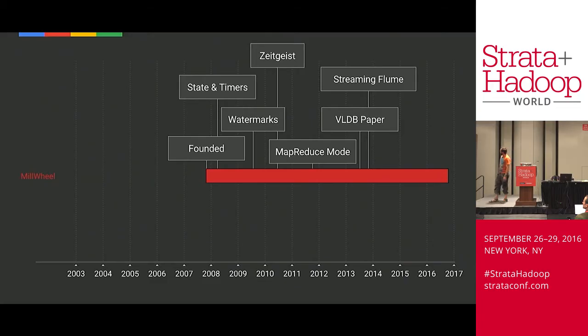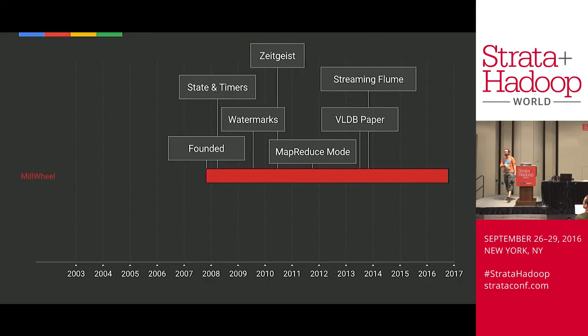Timeline-wise, founded 2007, put on there like when state and timers and watermarks showed up. Zeitgeist, I just mentioned that. I think that was when the Zeitgeist pipeline launched into production. That's the one that's mentioned in the VLDB paper. MapReduce mode is this interesting thing I threw up here. I don't think we've talked about this anywhere else.